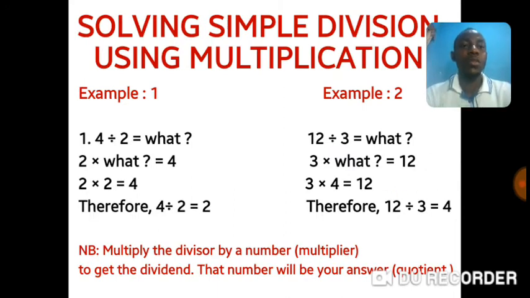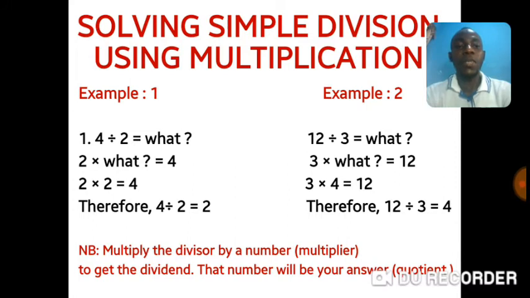Solving simple division using multiplication. Let's look at these examples. Example number 1. 4 divided by 2 is what? Then we ask ourselves, we have the total, the divisor, but we don't have the quotient, which is the answer.